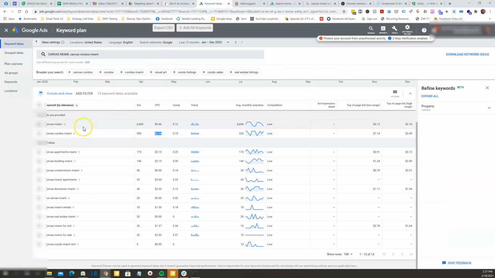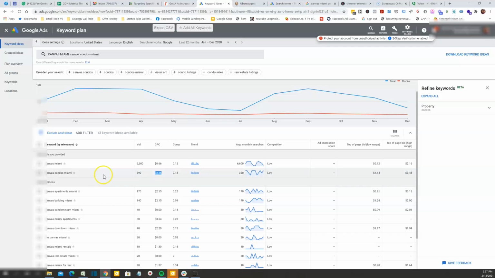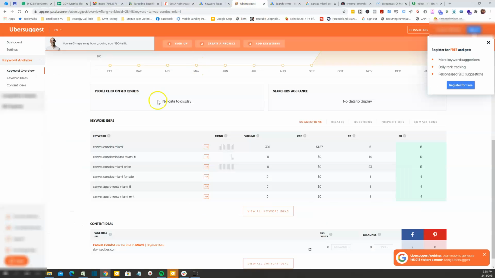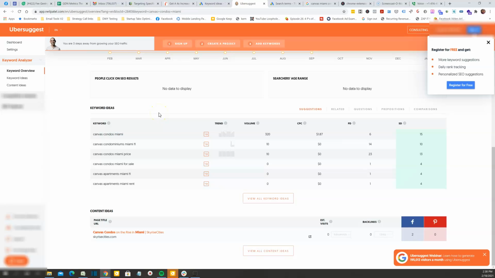This is what you see. You go to Google and you type in Canvas Miami condos. This is what you're gonna see. This is the general demand. If you go to Ubersuggest tools, they pull from Google's API. You're gonna see more keywords.